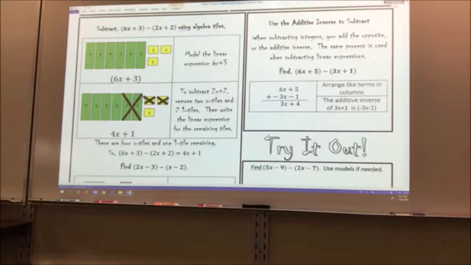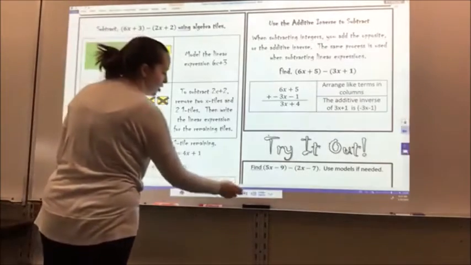So you also want to think about when we were subtracting negative integers. Remember, you can always switch that to addition and flip the signs inside the parentheses. You can do the same thing here with linear expressions. So there are 4 x tiles and one tile remaining. So 6x plus 3 minus the quantity 2x plus 2 gives me 4x plus 1. Okay, so the next one I can do is find 2x minus 3 minus x minus 2.